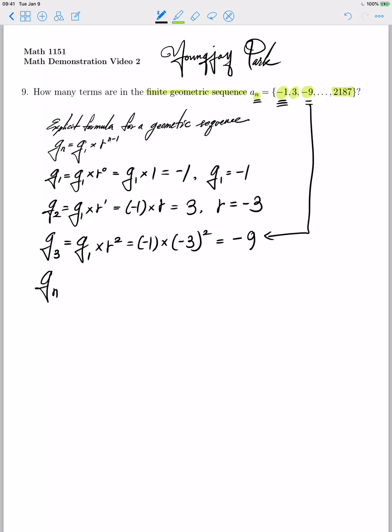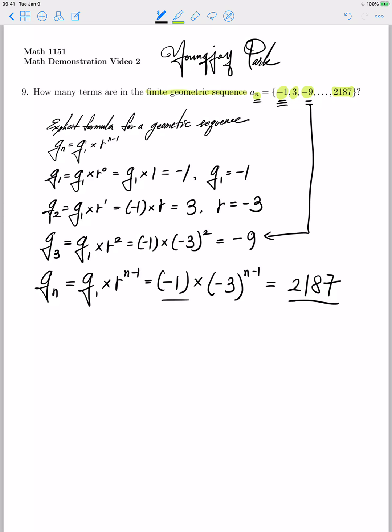And now we need to figure out the number n, which is going to be G_n equals the first term -1 times the ratio -3 to the n-1 power, and this equals 2187. If you multiply -1 to both sides, we know that -3 to the n-1 power equals -2187.